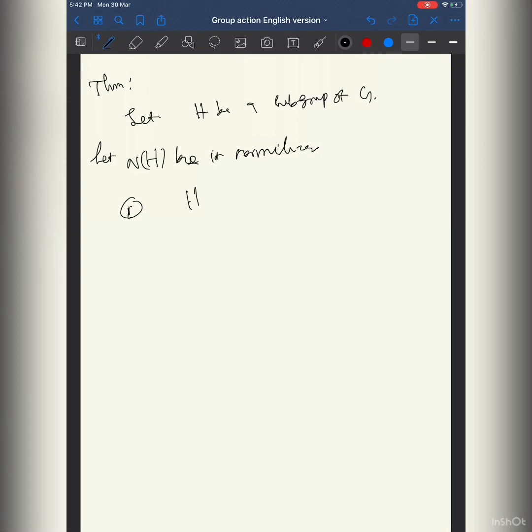Now let G be a group. What I'm going to do next is the theorem, which is also fairly simple. Let H be a subgroup of G, and let N(H) be its normalizer. The first point is more like a summary: I proved already that H is normal in N(H). I'm just summarizing.